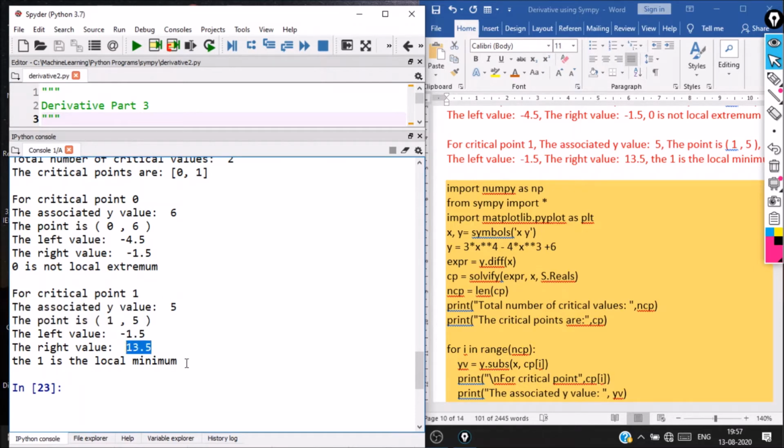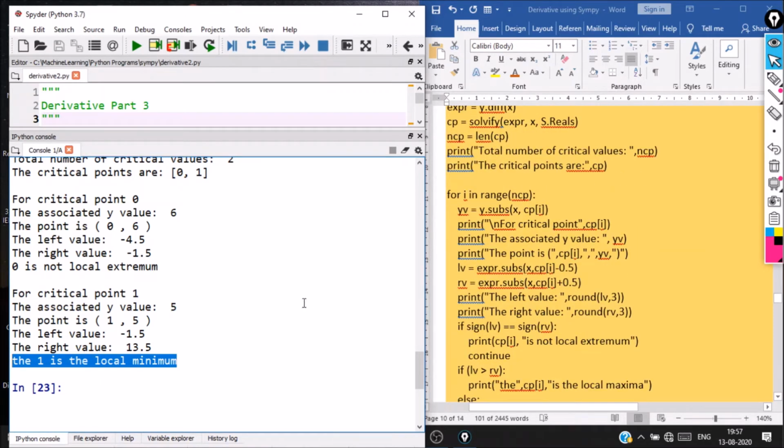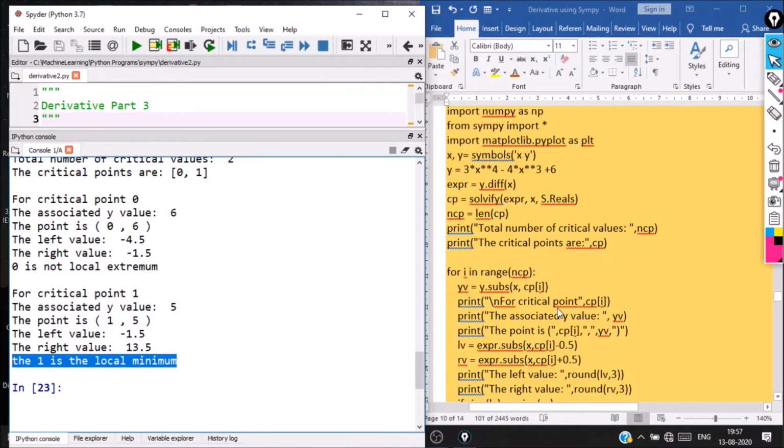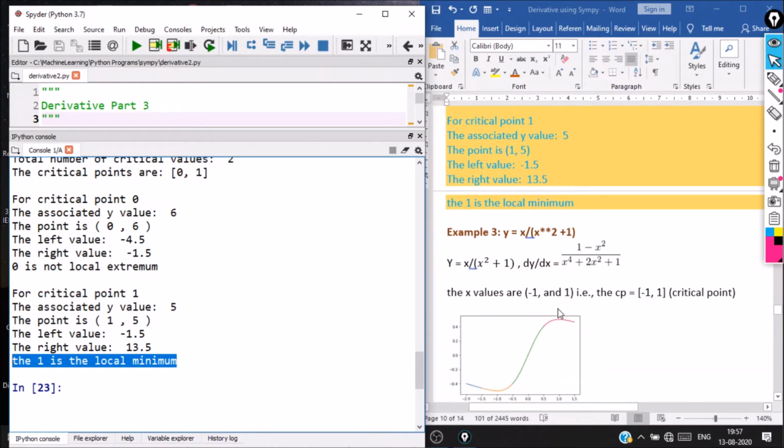So 1 is the local minimum. Using these lines, we can identify the local minimum as well as the local maximum. Are you getting this one? We can see another example.